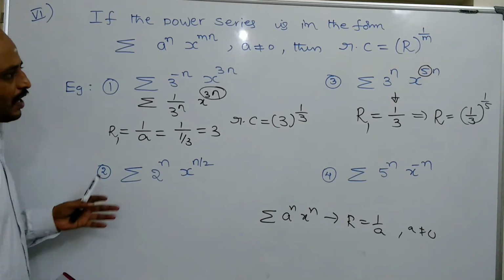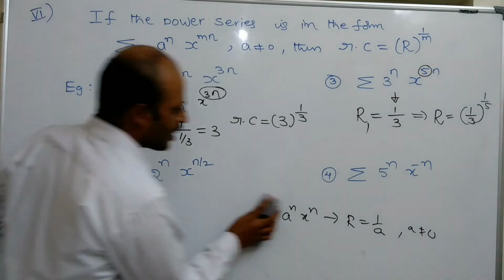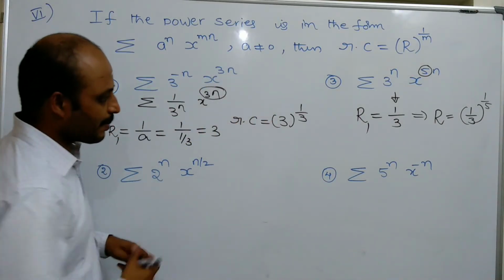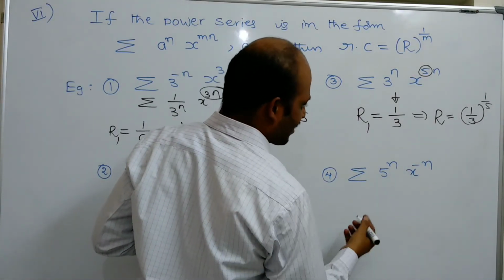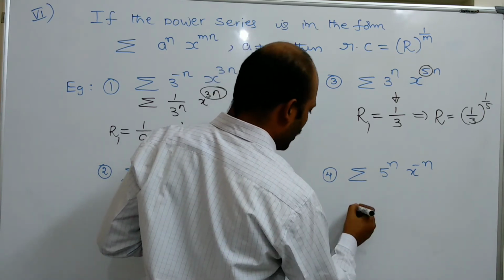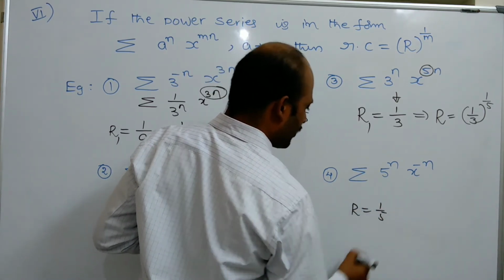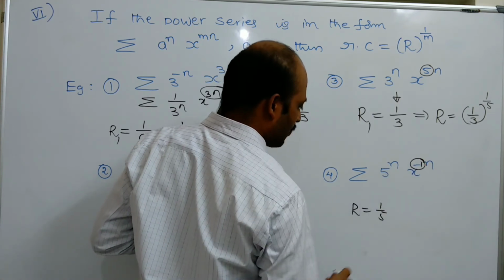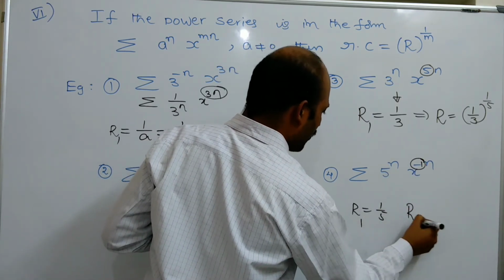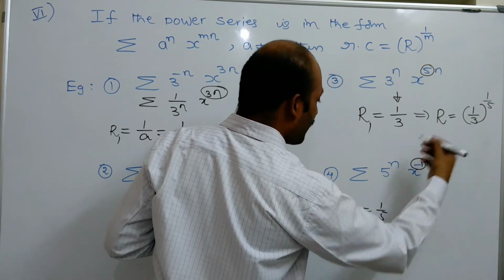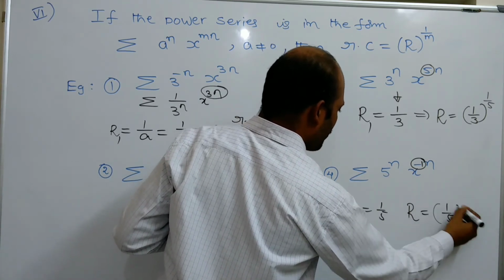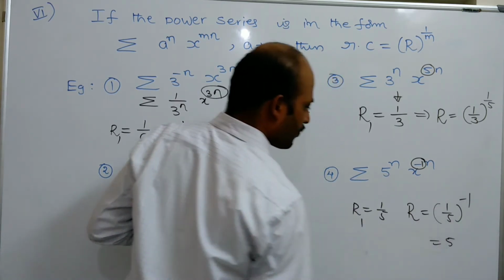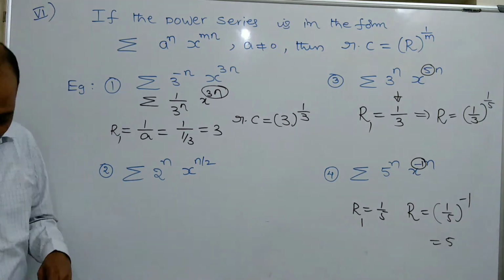You can evaluate all the examples by using this one. Here also, summation 5 power n x power minus n. So R is equal to 1 by 5. But additionally we have minus 1, so let it be R1. The original radius is power minus 1, so 1 by 5 power minus 1. You get 5.